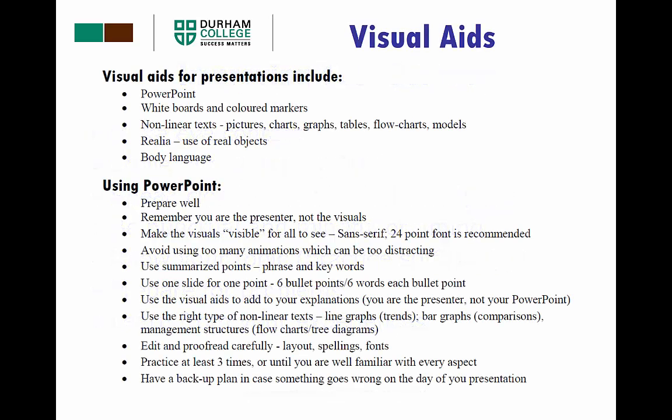Here's a list of helpful points regarding visual aids in your presentations. This document is also available in the workshop content for you to print out if you'd like. In the first section, visual aids for presentations include, look at the fourth point, realia. Realia is a term that's used for real objects in your presentations.